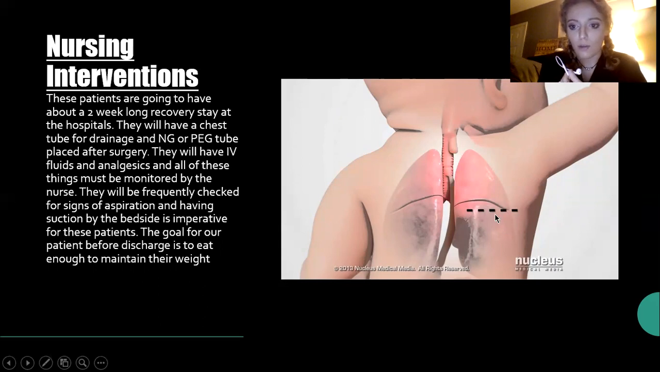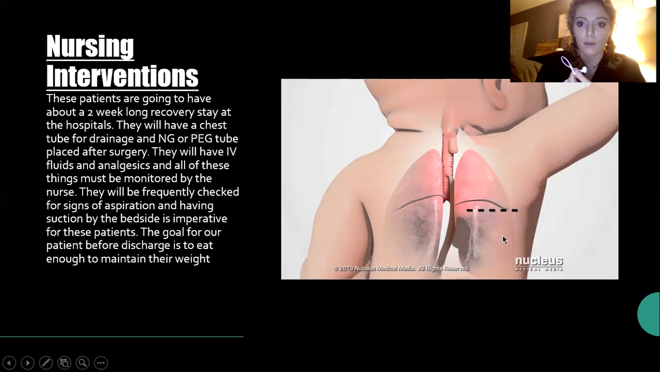Now, it's the nurse's job afterwards, and of course this child would be in the NICU, so it would be a NICU nurse. They would be responsible for wound and dressing changes for that chest tube, making sure that it's still connected to suction. We know that checking for kinks is very important. This kid will definitely be on some type of TPN, whether it be a PEG tube or an NG tube, depending on how much trauma is in the surgical area. And of course, they'll have IV fluids and analgesics. All of those things are monitored by the nurse. Those are all of our nursing interventions: to take care of and monitor those things.